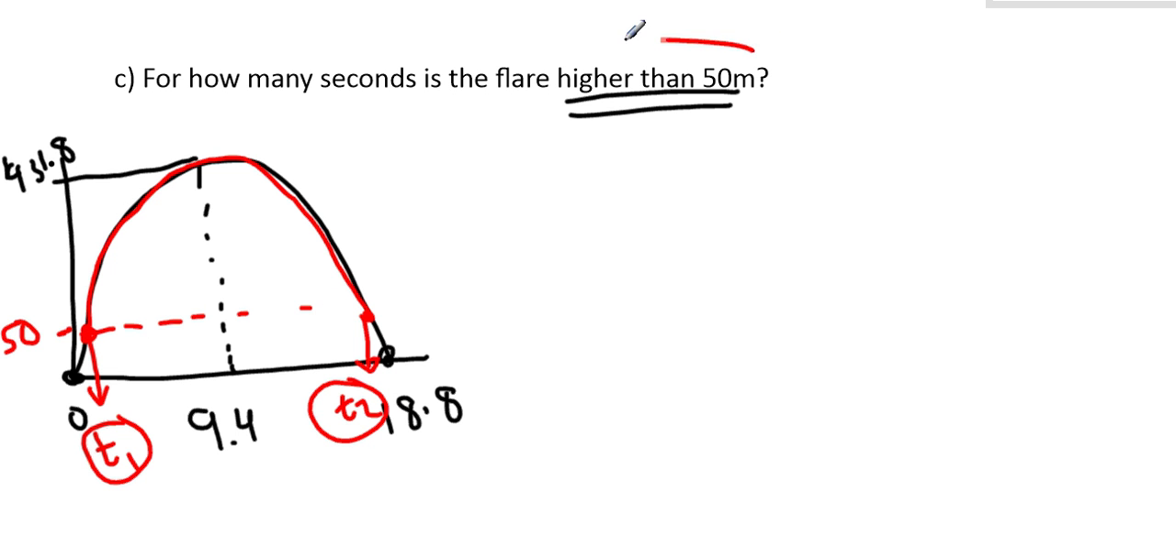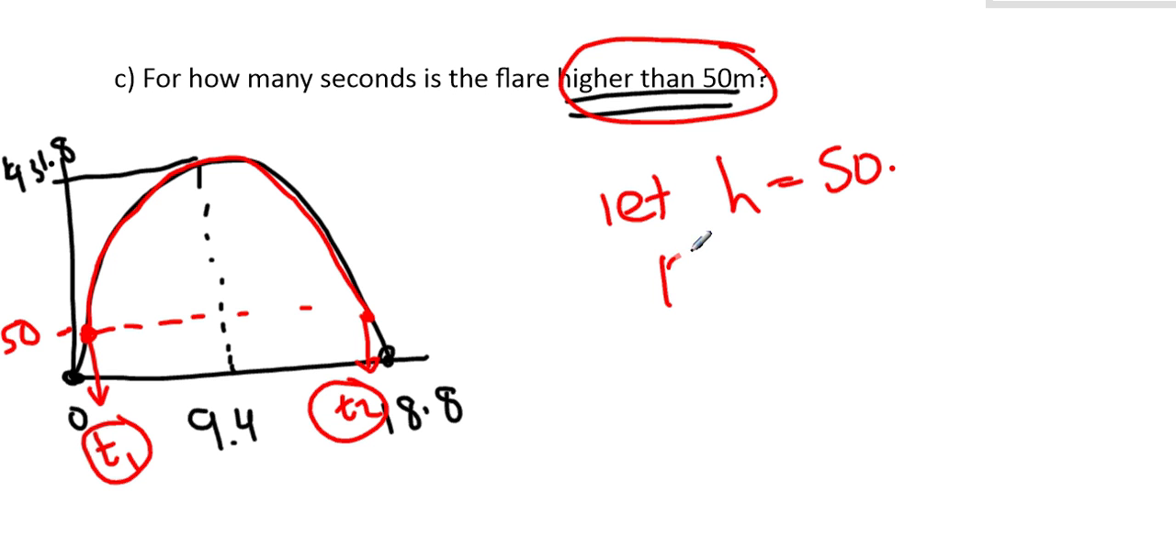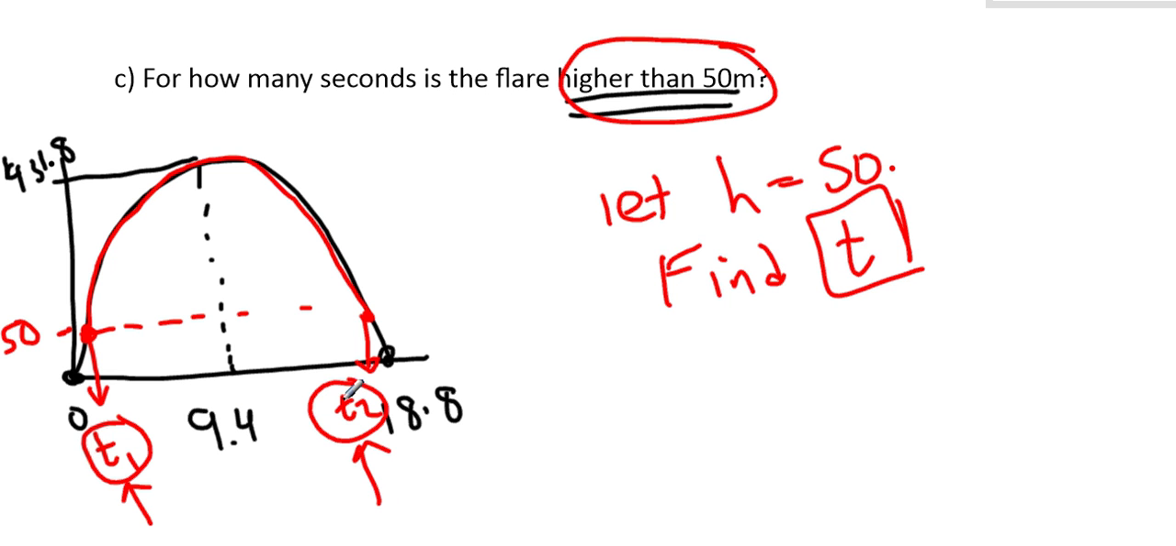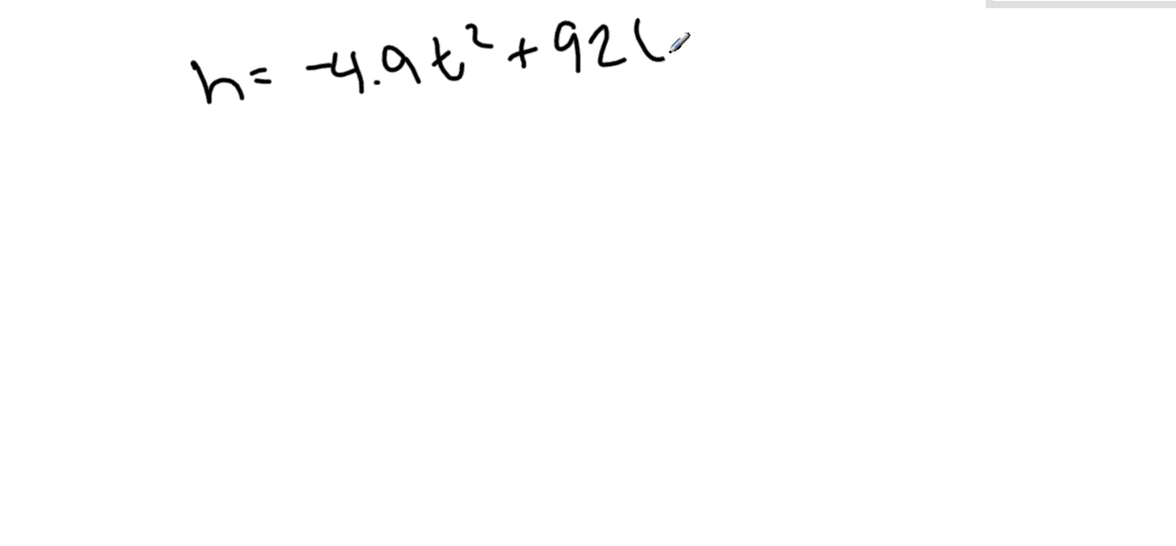And what this is saying is let height be 50 meters. And now, once you know that height is 50 meters, find time. And hopefully we'll be able to find two values for time: time 1 when it reaches 50 meters on the way up, and time 2 when it reaches 50 meters on the way down. So let's remind ourselves of the original equation, height equals negative 4.9 t squared plus 92t. And now in this question, we need to let h equal 50.